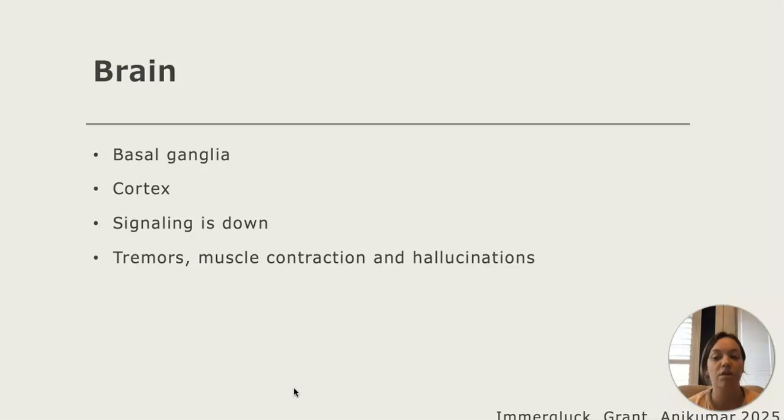This accumulation leads to problems with neurotransmitters and signaling, and that can cause symptoms like tremors, like if you see someone's hand shaking, involuntary muscle contractions, and even, in really severe cases, there can be some hallucinations. So that's where that cognitive function and our motor control comes into play with those issues.